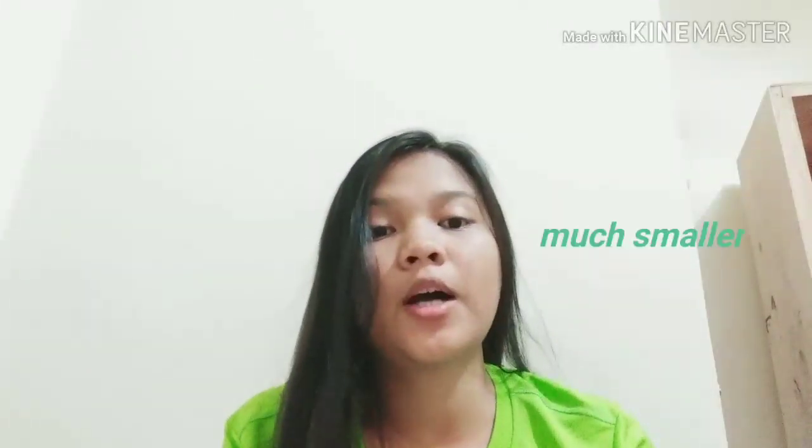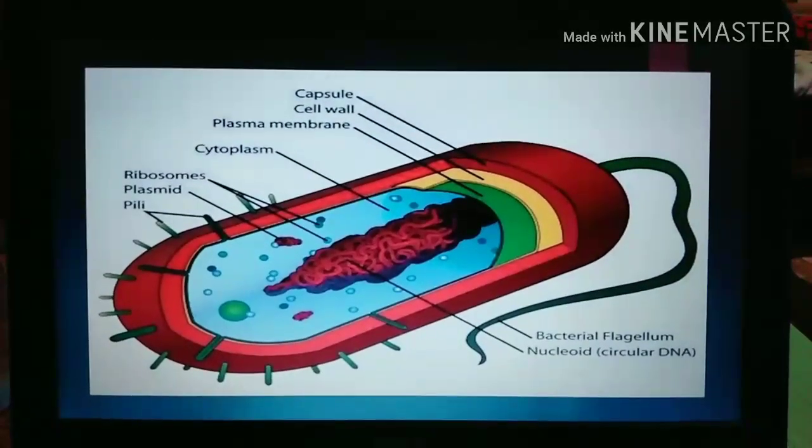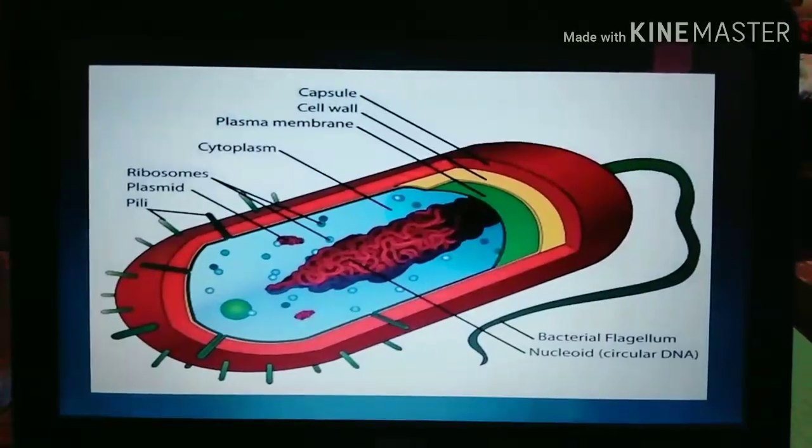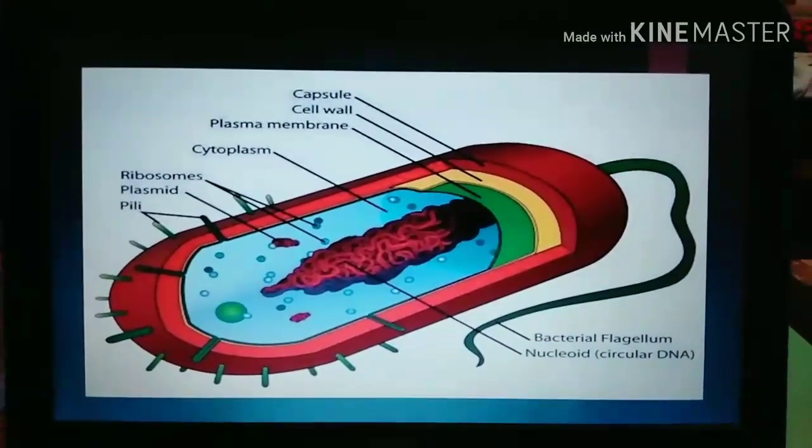Prokaryotic cells are much smaller than eukaryotic cells. Prokaryotic cells also do not have a true nucleus, only a nucleoid, which is located on the central open part of the cell where the DNA is found. It is also a unicellular organism that lacks organelles, and the prokaryotic cell reproduces through a process called binary fission. The first structure is the plasma membrane or the cell membrane.